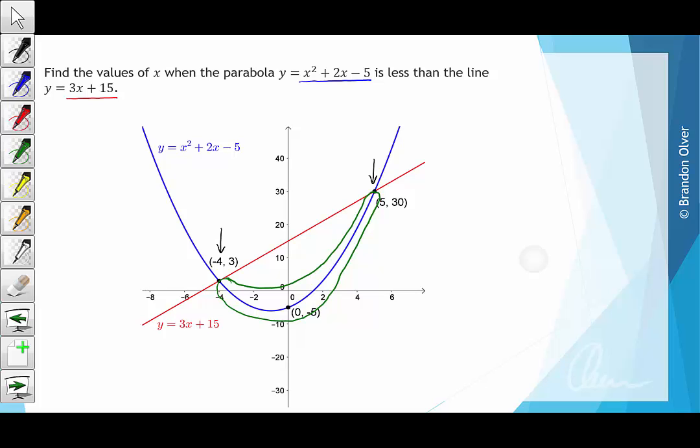So we can write this as an interval, so we can write x is an element of, and we only want it less than, so we exclude the point of intersection because that's when they equal. So we go from negative 4 through to positive 5, both values not included. We can also do the set notation that x such that negative 4, we have x greater than that, but less than positive 5. So that interval and that set are the solution to the question, when is the parabola x squared plus 2x minus 5 less than the line 3x plus 15?